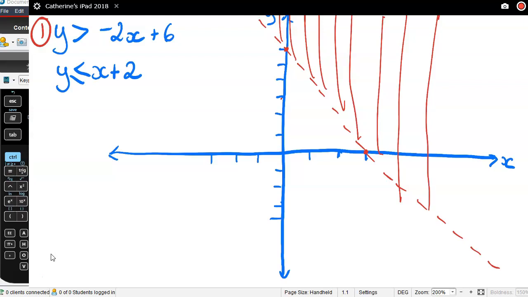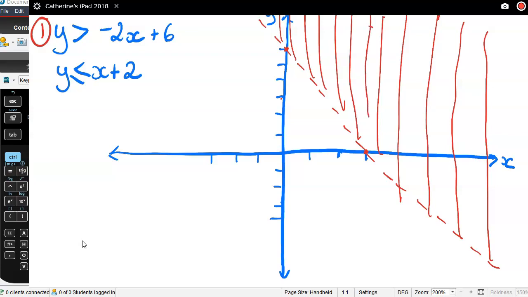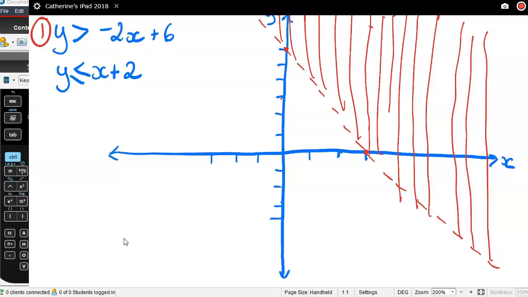I also noticed that some of you weren't shading. You have to do some form of shading, even if it's just lines to indicate the shade. Also make sure that you are putting in the dashed lines if it's greater than or less than, because when it is less than or equal to or greater than or equal to, that's when you have the solid line. So before I go on, I better put in the coordinates of my intercepts. That's 0, 6, and 3, 0.